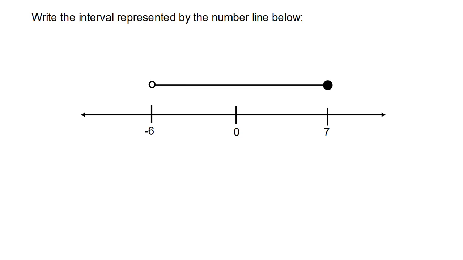This one's fairly similar. The furthest left it goes is -6. There's no arrow pointing to the left over here. We start at -6 with a parenthesis because of the open circle, and it continues along until we hit 7 with a bracket because of the closed circle.